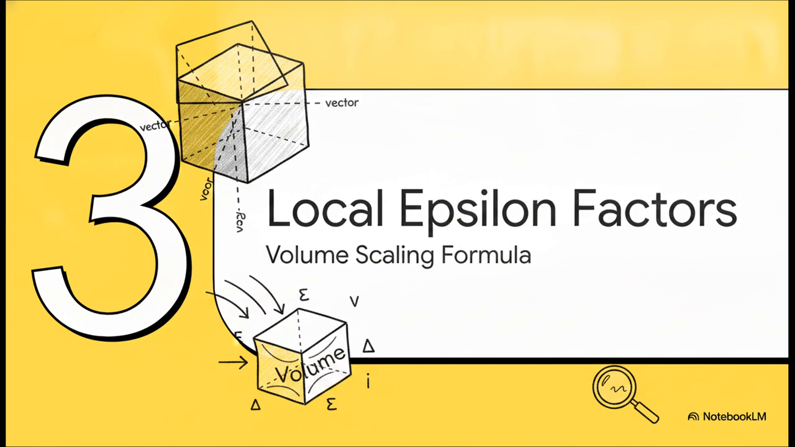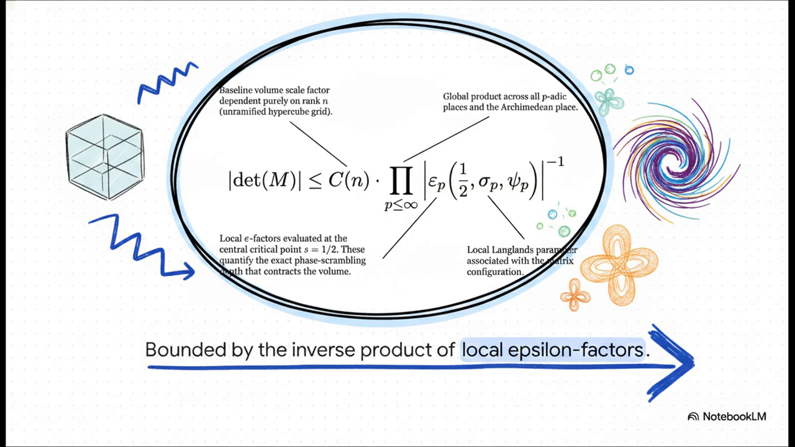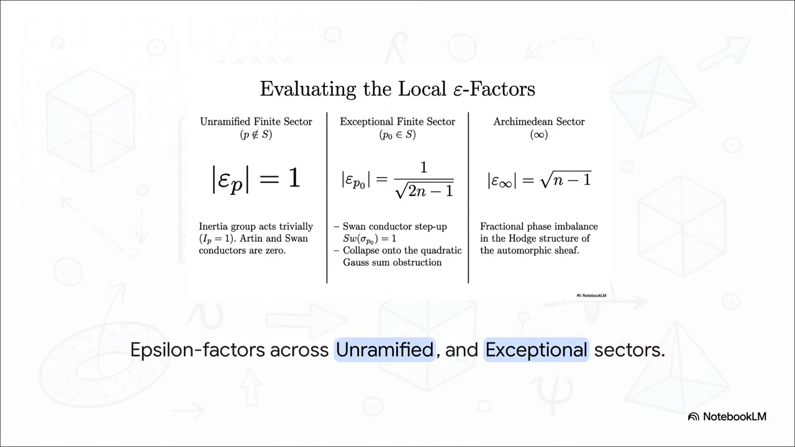Step 3. Evaluating local epsilon factors, the volume scaling formula. Here's where it gets really interesting. We have to calculate exactly how much that metric volume is forced to contract when we can't have perfect orthogonality. The overarching equation tells us that the maximum attainable volume, our determinant, is strictly bounded by a baseline scale factor C of n, multiplied by the inverse product of local epsilon factors evaluated at the central critical point where s equals 1/2. Essentially, these epsilon factors quantify the exact phase scrambling depth that physically contracts our volume away from that perfect Hadamard upper bound. To solve that product, we actually evaluate across 3 distinct sectors. For the unramified sector, the factor is just 1. Easy enough.